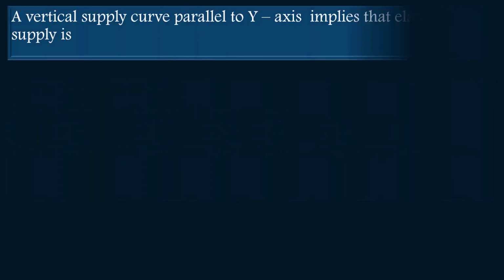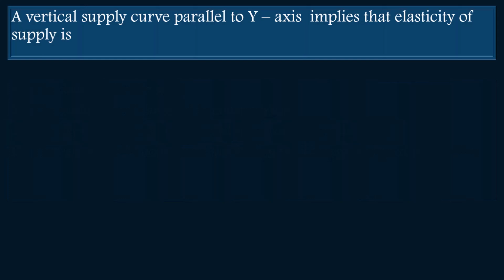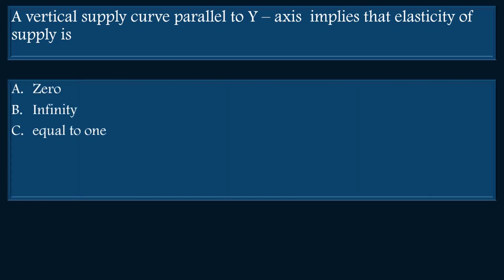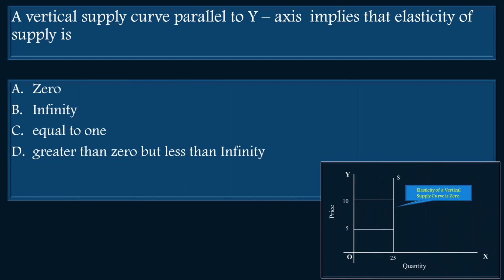Fifth question. A vertical supply curve parallel to y-axis implies that elasticity of supply is, options: A. 0, B. Infinity, C. Equal to 1, D. Greater than 0 but less than infinity. Elasticity of a vertical supply curve is 0. Option A is the correct answer.